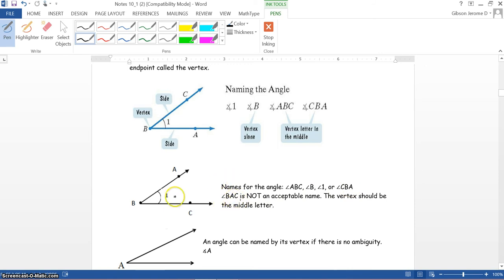But here we have angle BAC. Now if you look here, BAC, that is not an angle. So it's not an acceptable name. The vertex should be the middle letter.